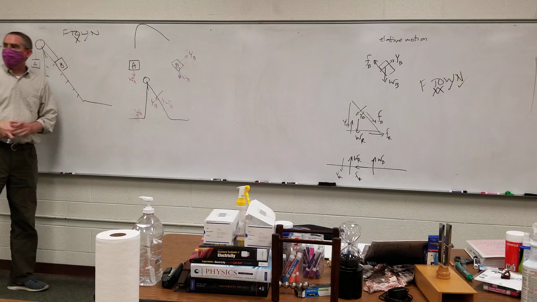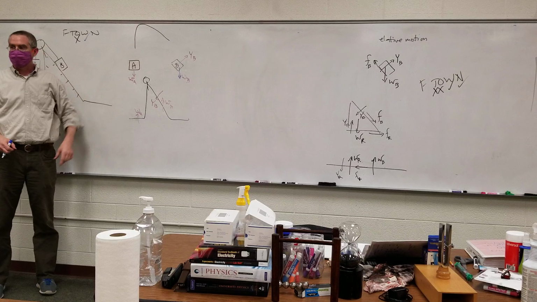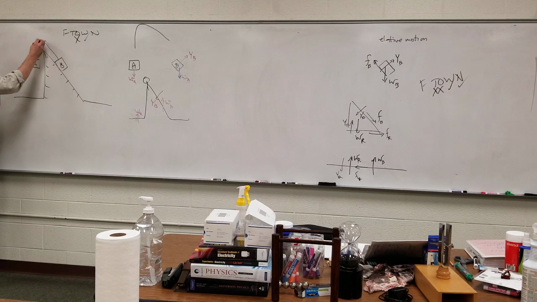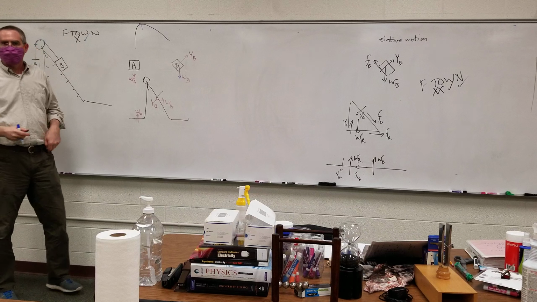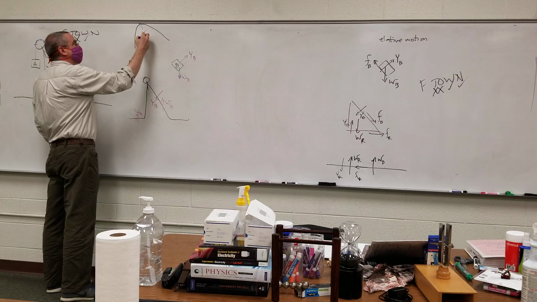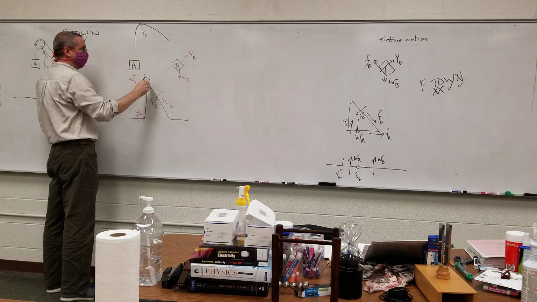Now, without more detail, I don't know the exact direction of the normal force acting on the rope. I know that the rope is going to be touching the pulley somewhere in this range right here. You would need to know the angle and the masses in order to know which way it's really acting. So it's somewhere in that direction. Yeah, that's the rope up there.